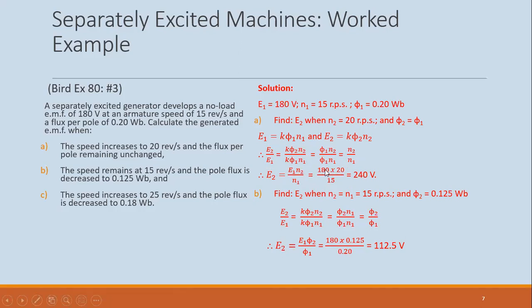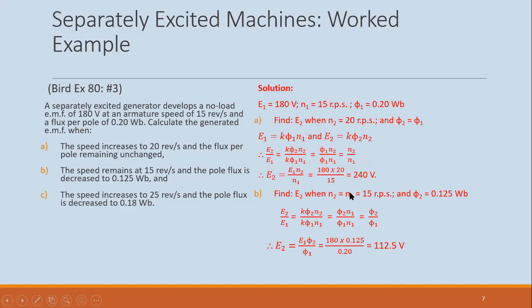And E1 was 180, so 180 times 20, since N2 is 20, divided by 15. The voltage has gone up to 240 volts by increasing the speed. The induced EMF has gone up to 240 volts.